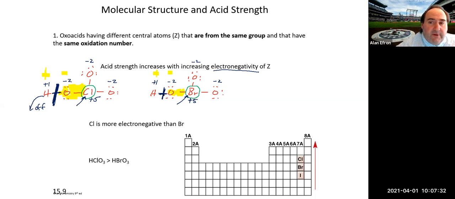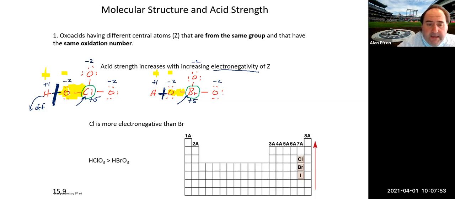So in a case where you're comparing acids that contain oxygen and you calculate the oxidation state of the central atom, and it's the exact same number on both, what you then default to is electronegativity. Any questions on that?